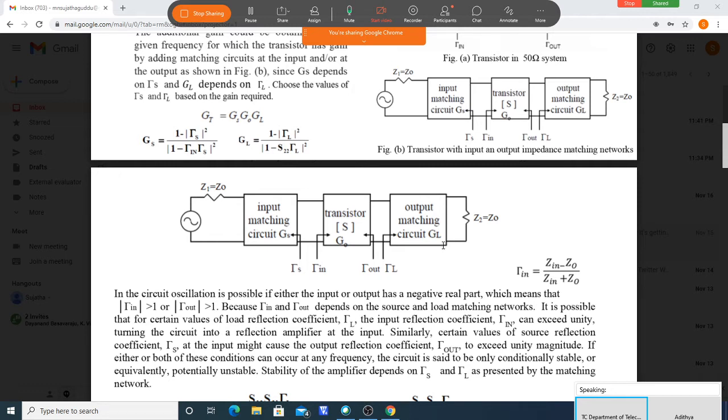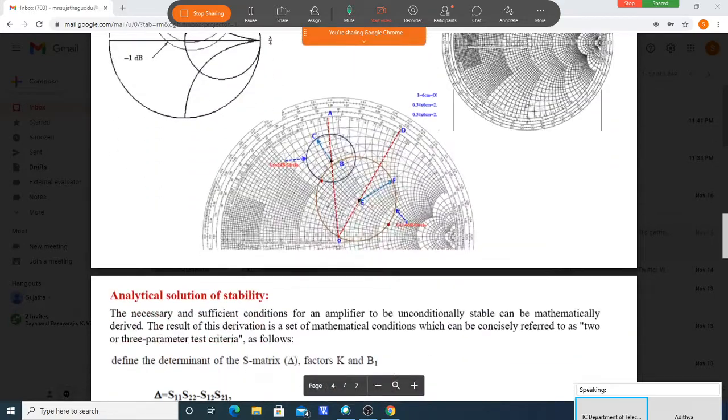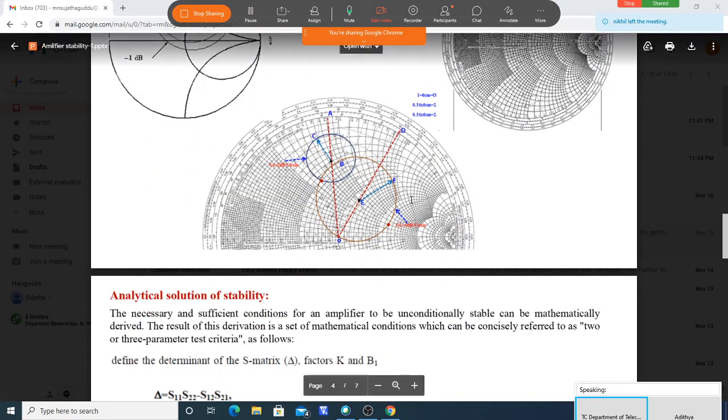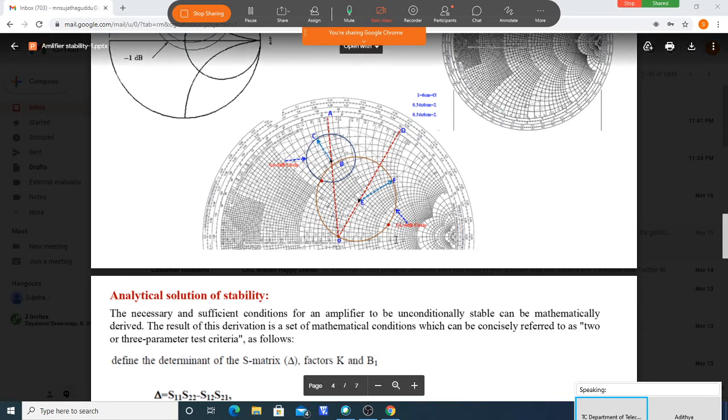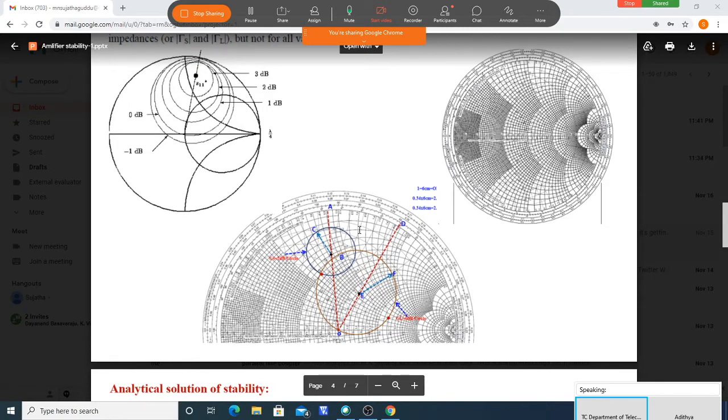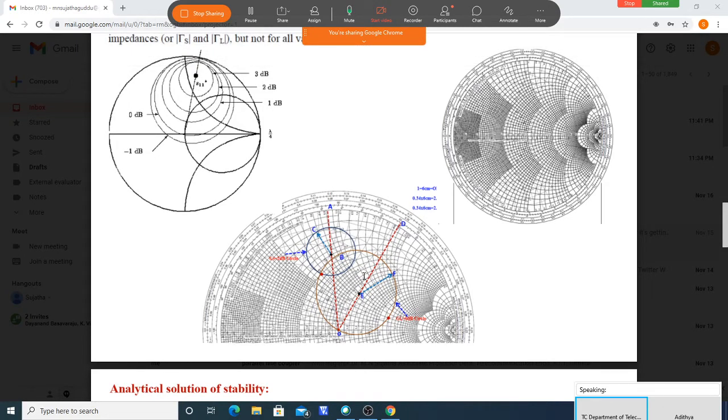So if you want the gain to be stable at whatever value you require, then you should choose a particular value of impedance over the Smith chart, over the circle. Any value you cannot choose. Similarly for the other, any value you cannot choose. You can draw this GS circle, but you cannot take any value to get 2 dB. You should take a particular value of ZS. Similarly, a particular value of ZL you have to take.